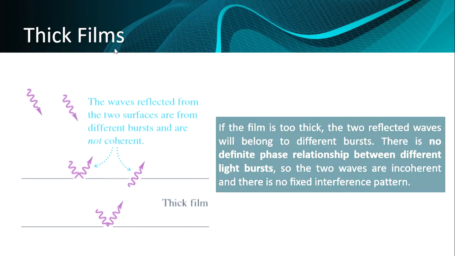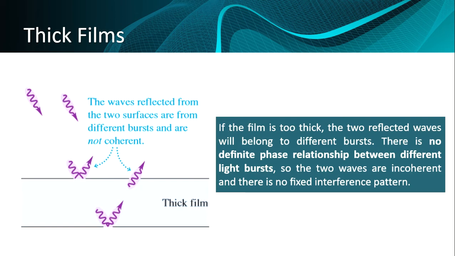So this is what happens on thin films. How about on thick films? If the film is too thick, the two reflected waves will belong to different bursts. There is no definite phase relationship between different light bursts, so the two waves are incoherent and there is no fixed interference pattern. This is why we only see colorful fringes on thin films and can rarely see them on thick films, because the waves reflected from the two surfaces are from different bursts and are not coherent, because the film is too thick.